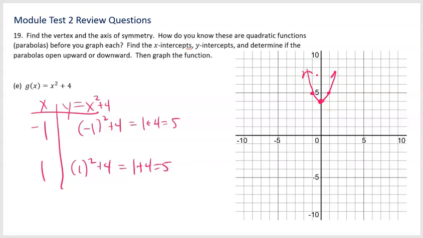How do I know this was a parabola to start with? Because of the x squared. Anytime you have a variable to an exponent, and the highest exponent is squared, then you have a parabola shape. One more practice problem.